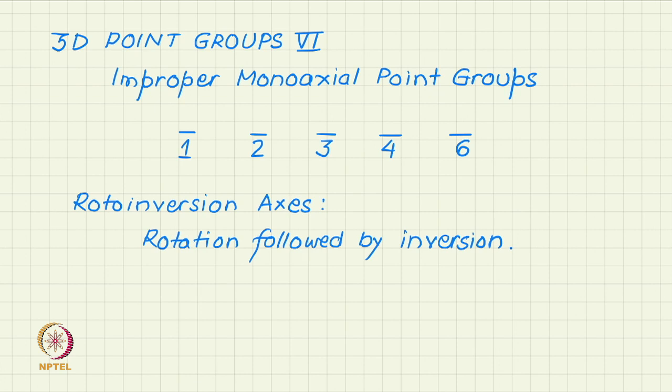Here we simply note that 1 bar is also a center of inversion. So, it is not really an axis, it is actually a point. Similarly, 2 bar is also not really an axis, it is a mirror plane. So, 1 bar and 2 bar will be handled separately as center of inversion and as mirror plane. So, really non-trivial roto inversion axes are 3 bar, 4 bar and 6 bar.